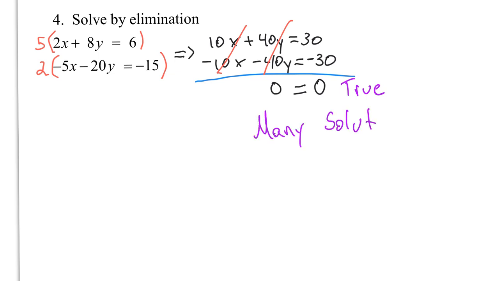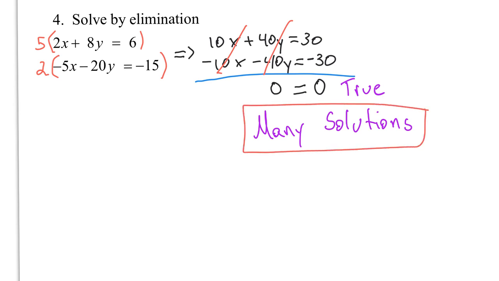If you guys graph, remember that you guys can use the Desmos app. This is many solutions here. And if you guys graph the two equations, since we know the answer is many solutions, they will be the same. They are the same line. One line will be on top of the other one. If you guys have no solution at all, then the two lines will be parallel. But right now, they will be the same line.